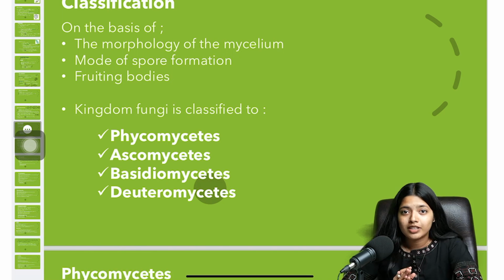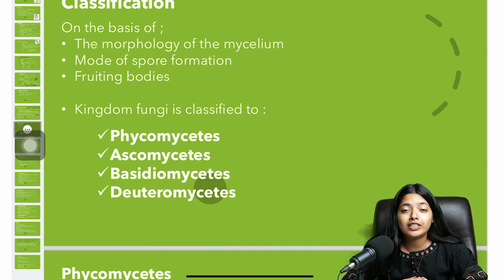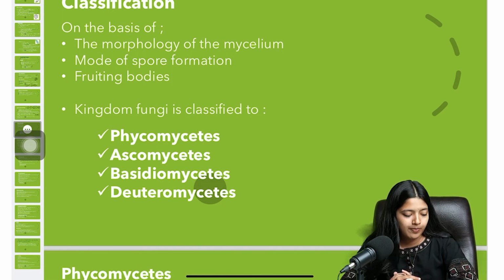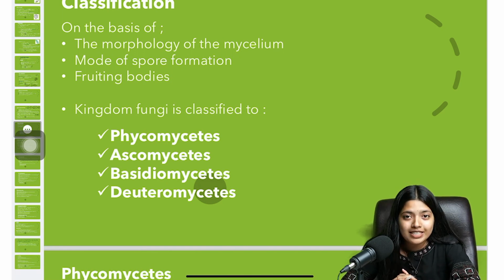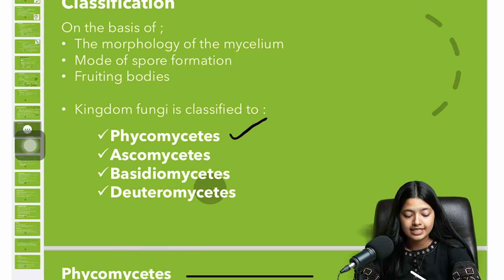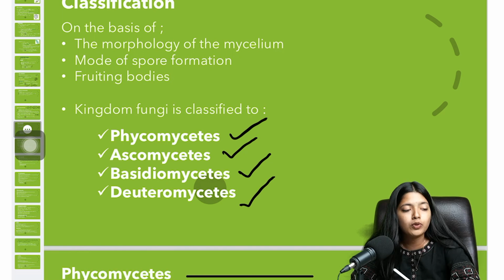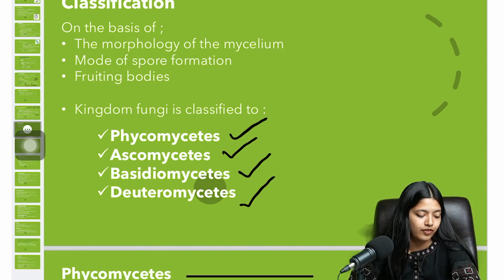Now we are going to learn classification. Kingdom Fungi is divided into four groups: Phycomycetes, Ascomycetes, Basidiomycetes and Deuteromycetes. Once again, Phycomycetes, Ascomycetes, Basidiomycetes and Deuteromycetes. So this is the classification.